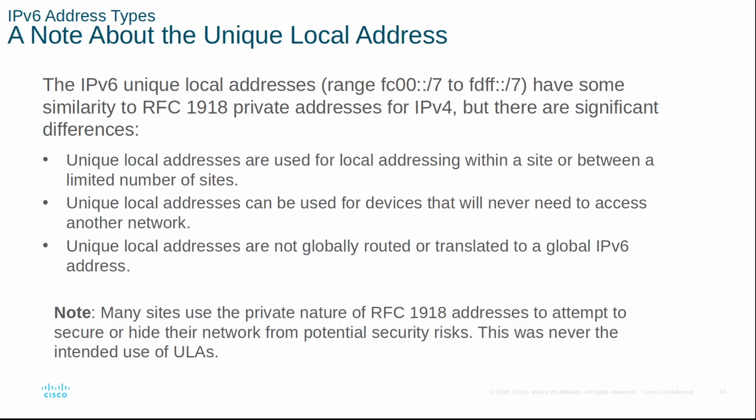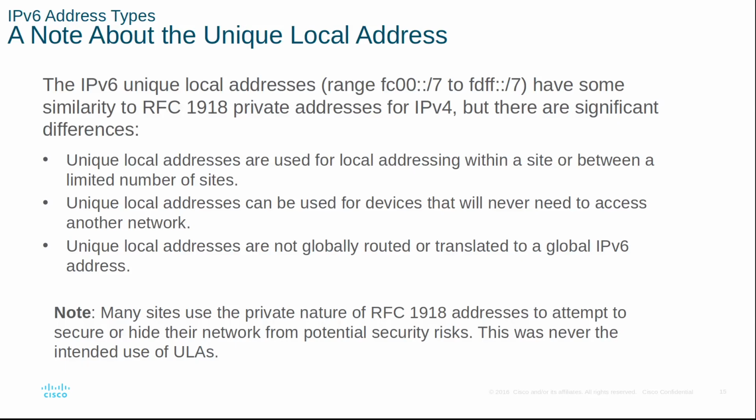Now, the unique local address, which is the range FC00::/7 to FDFF::/7, they work kind of like the IPv4 addresses defined in RFC 1918, but they're a little bit different. Unique local addresses are used for local addressing within a site or between a limited number of sites. They can be used for devices that will never need to access another network, and they're not globally routable, so they can't be translated to a global IPv6 address. So they're similar to 1918, but not like 1918, right?